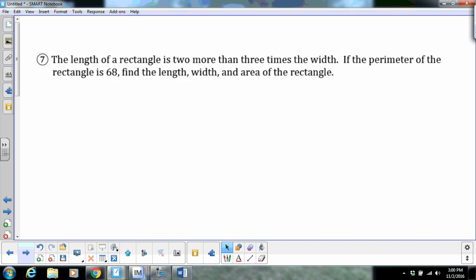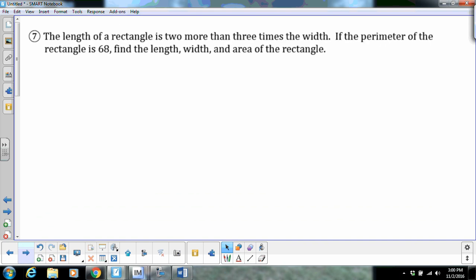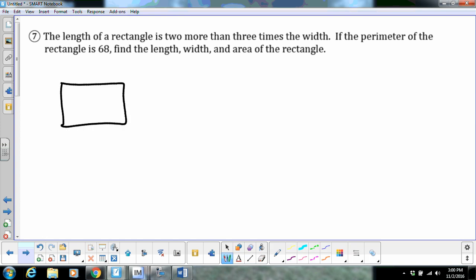All right, let's set our rectangle up. We've got the length of a rectangle is 2 more than 3 times the width. So I'm going to draw a rectangle where we're going to make our width x. Therefore, the length is 3x plus 2.